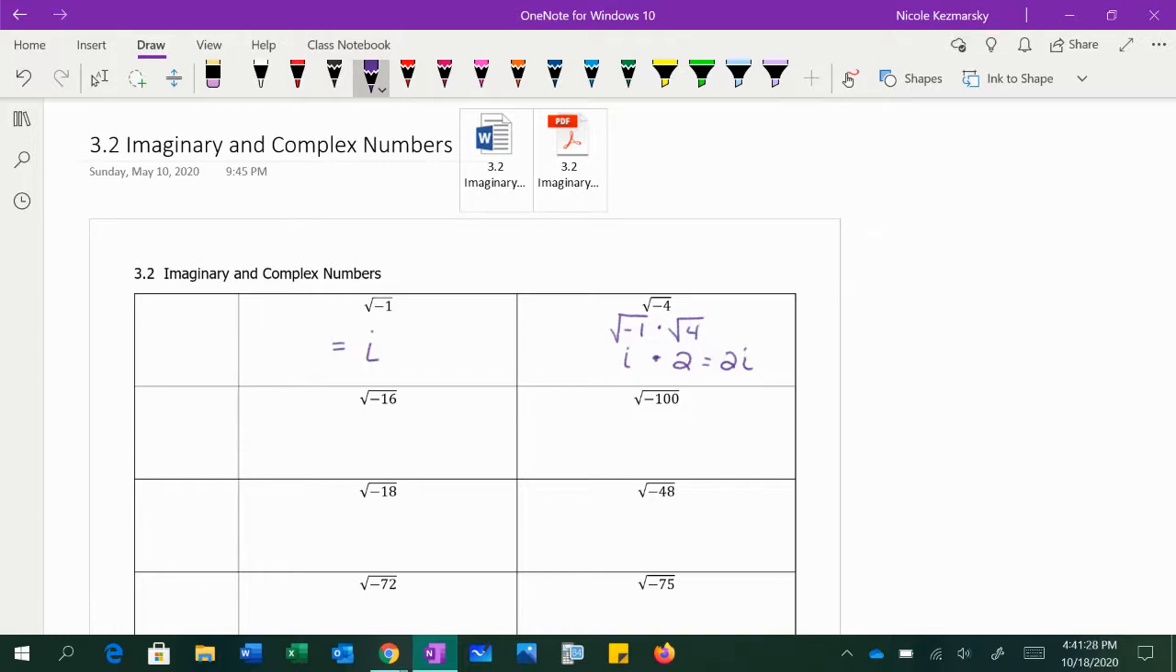Same thing with square root of -16. I can write square root of -16 as the square root of -1 times the square root of 16. The square root of -1 is I, and the square root of 16 is 4, so we get 4I.